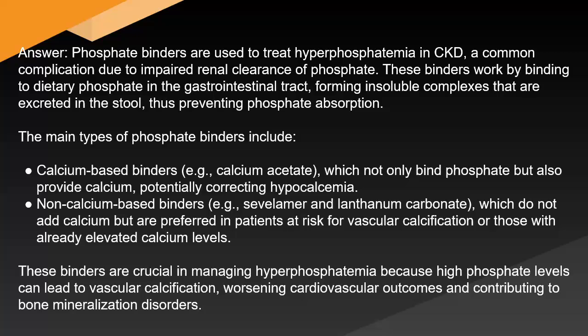The main types of phosphate binders include calcium-based binders, e.g., calcium acetate, which not only bind phosphate but also provide calcium, potentially correcting hypocalcemia. Non-calcium-based binders, e.g., sevelamer and lanthanum carbonate, do not add calcium but are preferred in patients at risk for vascular calcification or those with already elevated calcium levels. These binders are crucial in managing hyperphosphatemia because high phosphate levels can lead to vascular calcification, worsening cardiovascular outcomes and contributing to bone mineralization disorders.